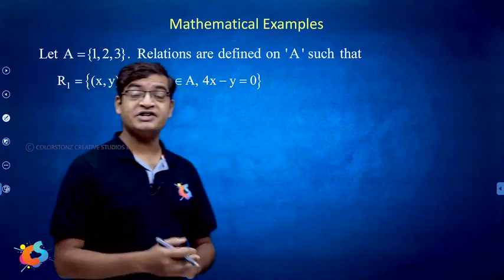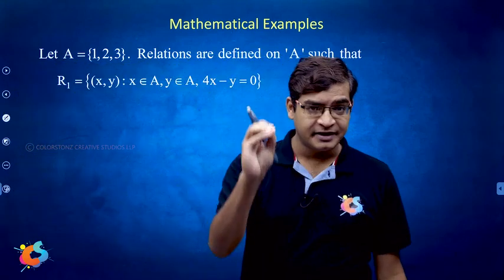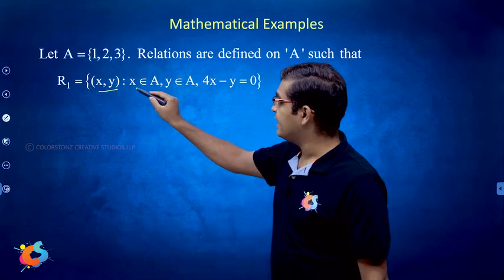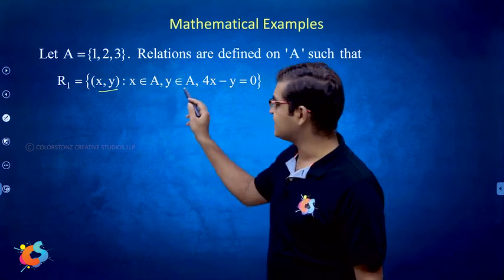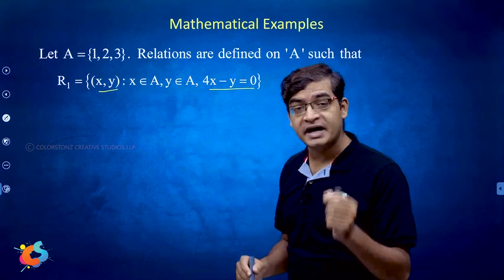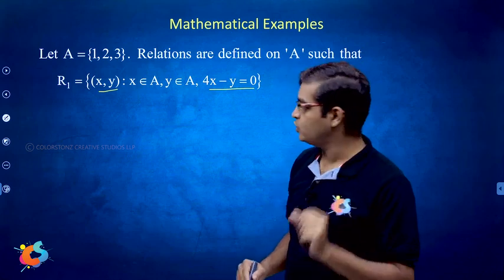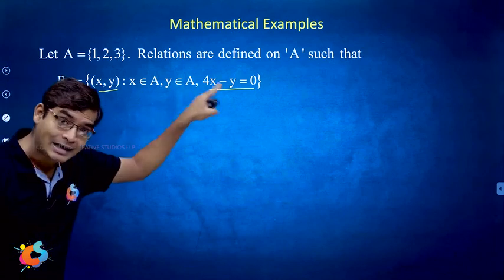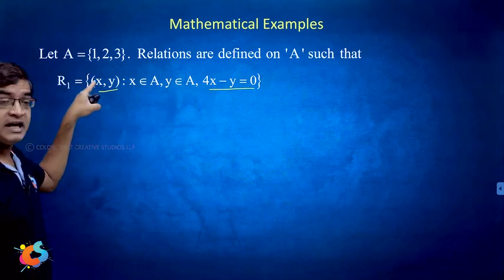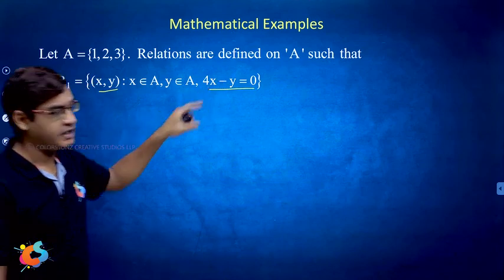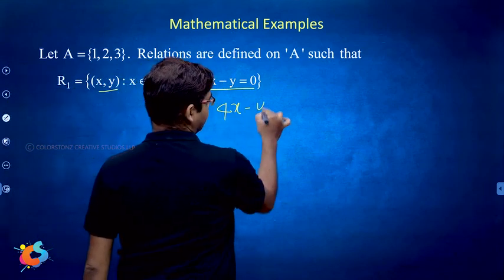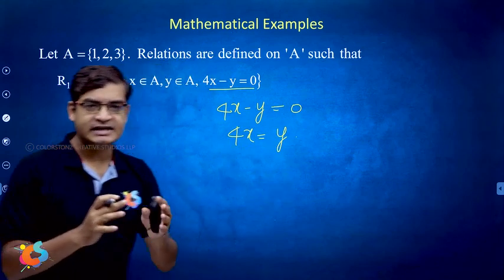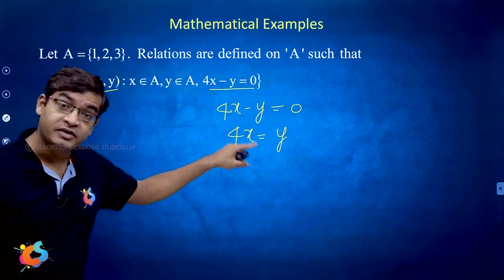So now a relation is defined on A, and our relation R1 is containing ordered pairs x comma y such that x is coming from set A, y is coming from set A, and 4x minus y is equal to 0. Okay, so here we have a relation where we are specifically mentioning the condition. Okay, what is the condition? 4 times the x coordinate should be equal to the y coordinate. 4x minus y is equal to 0 implies 4x is equal to y. So that is the relation between x and y.